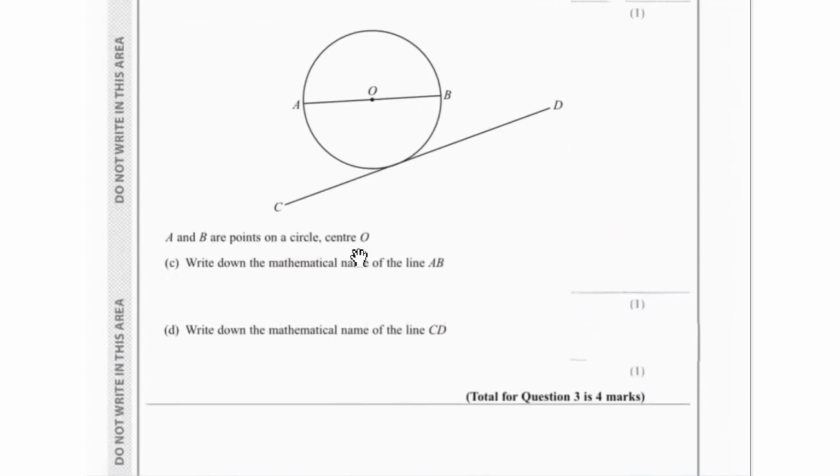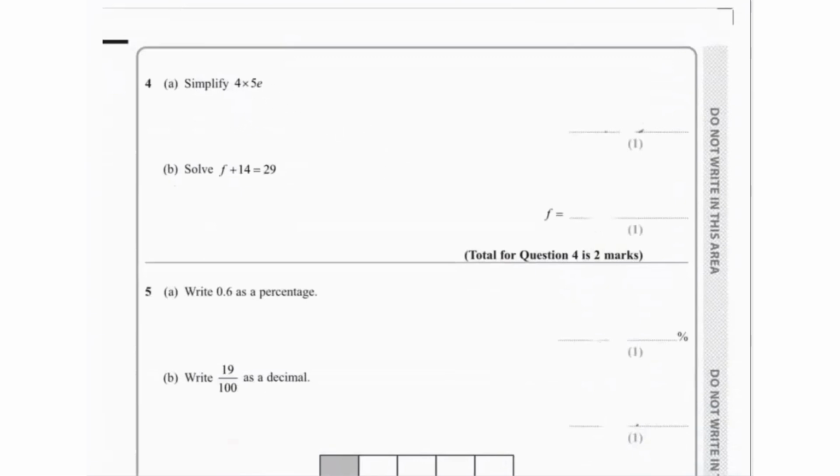Then A and B are points on a circle with center O. Write down the mathematical name of the line AB. AB is your diameter because the line is passing through the center of the circle and the line is touching the circumference, like the boundary of the circle. So that's the diameter. Then write down the mathematical name of the line CD. That is your tangent. Tangent is the line that just touches the circumference of the circle. It never crosses it.